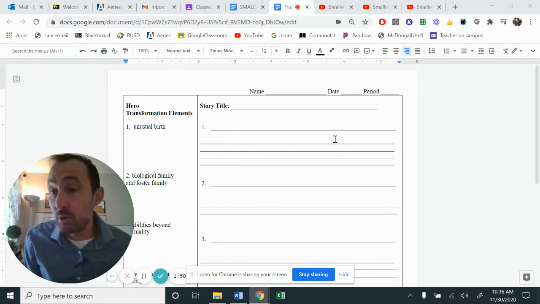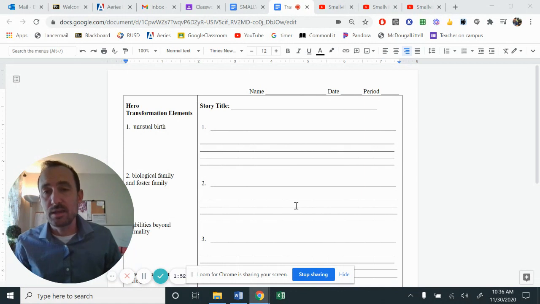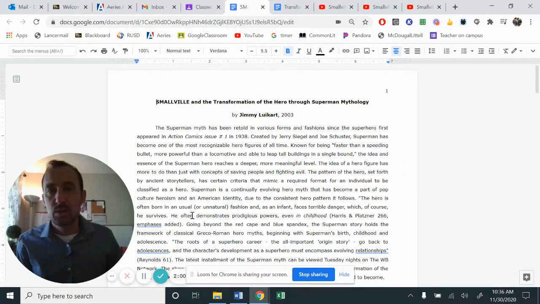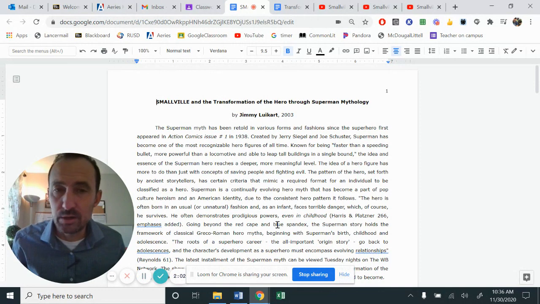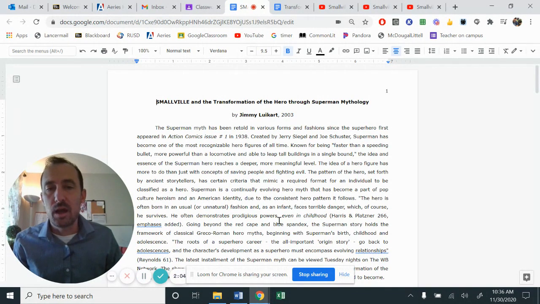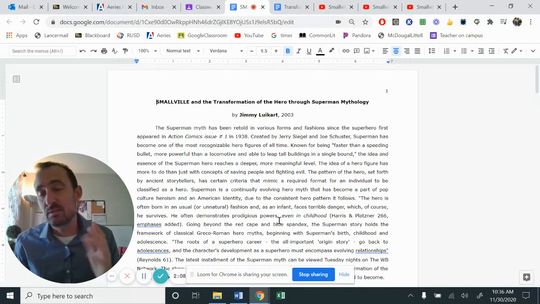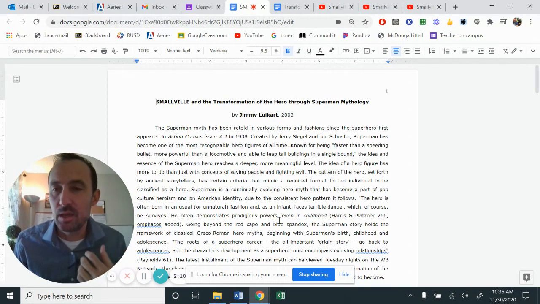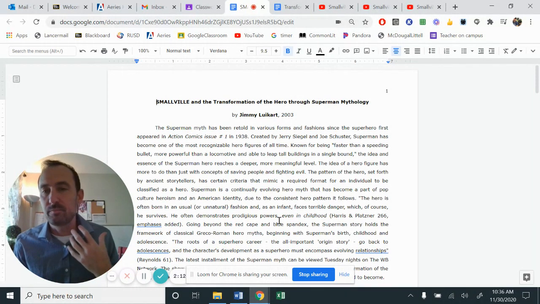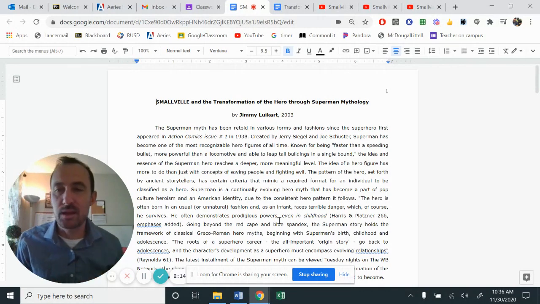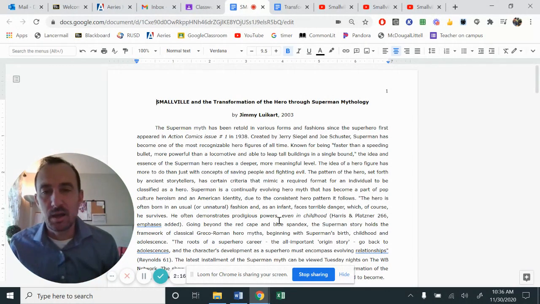So you have a couple handouts in front of you. You've got this document right here, which talks about the transformation elements. And then you also have this right here, which is an article written in 2003. And I found this article because I am a very big Superman fan. Grew up loving Superman. He's one of my favorite heroes.